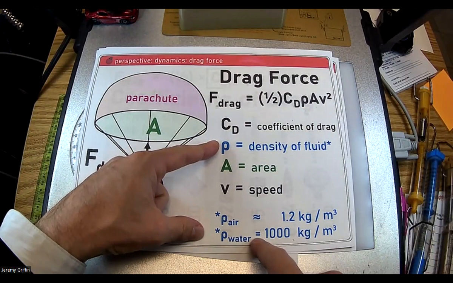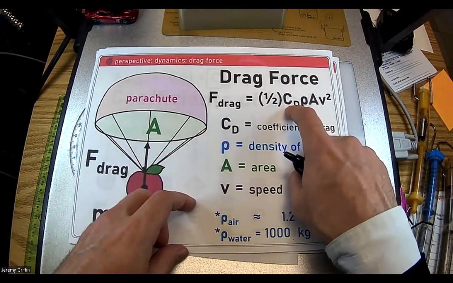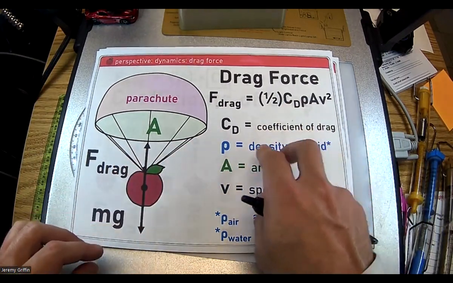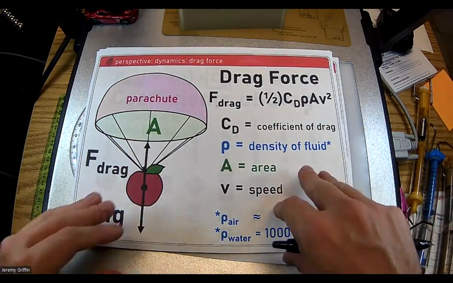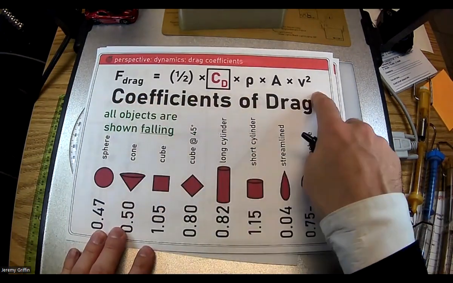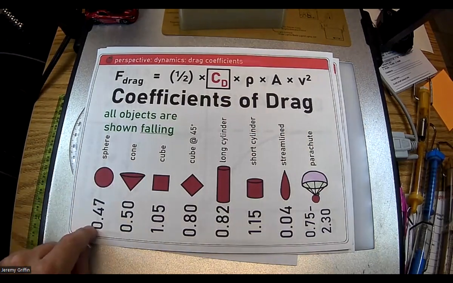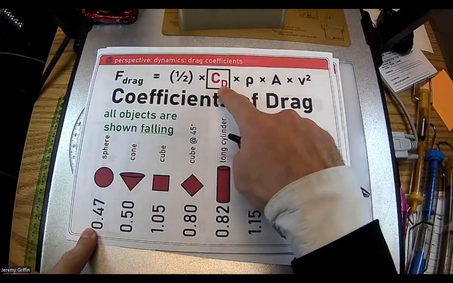If this was falling through water, it would be about 1,000 times the drag force, 1,000 times the density. Right? And also something called coefficient of drag, which has to do with the shape of the object. Actually, I have a whole poster for that just to show you guys what I mean. Right, here's drag force. Let's focus on the coefficient of drag. Here's different objects falling. Here's a baseball falling. Oh, like 0.47 right there for a baseball.